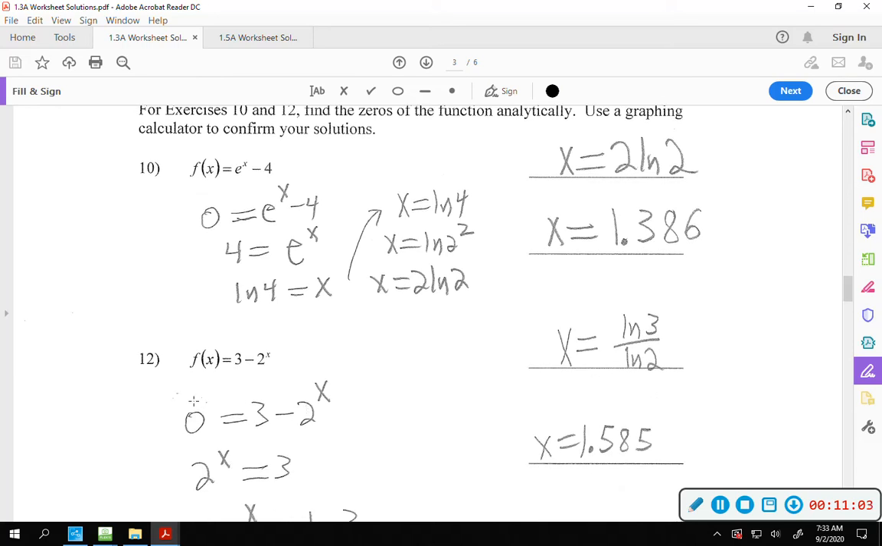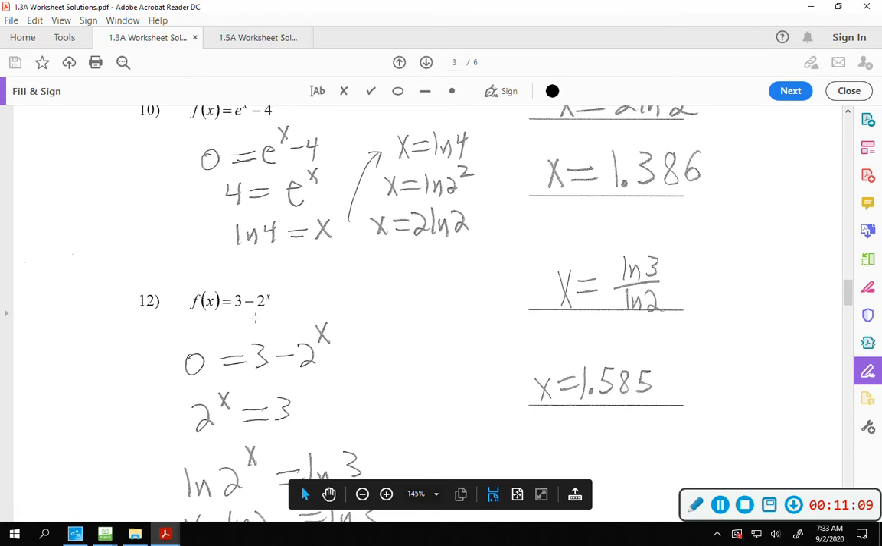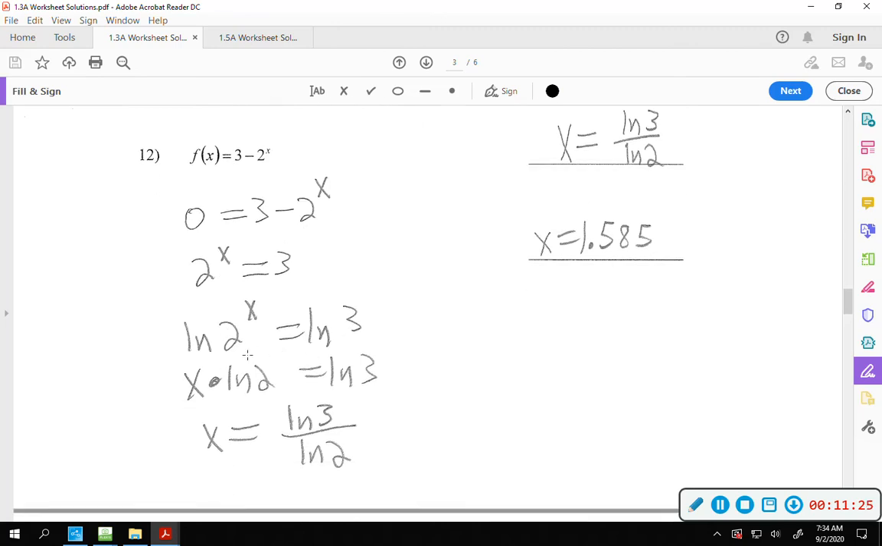Okay? Problem number 12. Same idea. Set it equal to 0. In this case, if this is negative, I'm going to add this to the other side, right? I'm going to add this term over here. Now I'm dealing with only positives. The variable is in the exponent. How do I get the variable out of the exponent? In calculus, we only use natural logs. We do not use logarithms. Everything is natural log. You're going to find out as we progress.